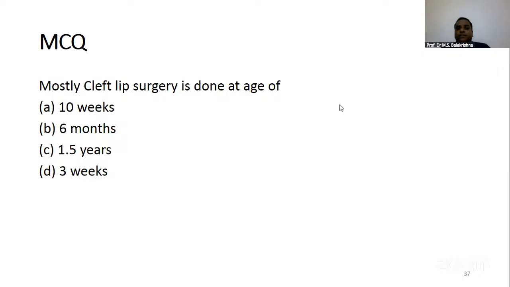Next question. Mostly cleft lip surgery is done at what age? The initial cleft lip surgery is done by Millard's rule. What is Millard's rule? 10 weeks of age, 10 grams of hemoglobin, and 10 pounds the baby should weigh. So 10 weeks is the answer over here. And the cleft palate surgery is at 1.5 years. That is, 1.5 years is for the cleft palate surgery.